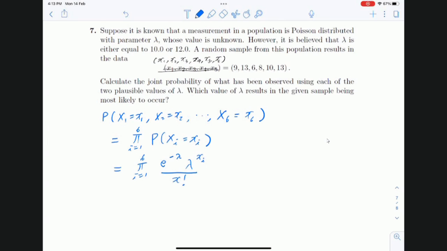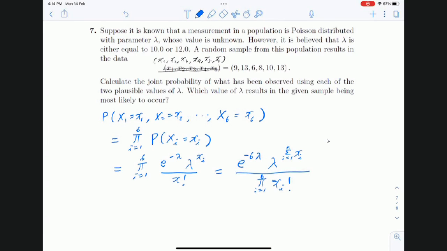And we can simplify this into e to the power minus 6 lambda, because we raise e to the power minus lambda and multiply it 6 times. So it becomes e to the power minus 6 lambda. And then lambda raised to the sum of the powers. Multiplying them together, it is just like we raise lambda to a power equal to the sum of the powers. And divided by the product of the factorials.